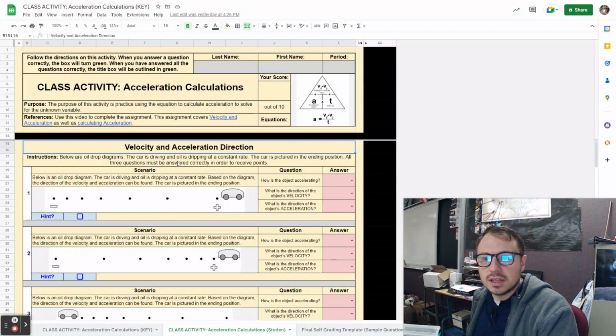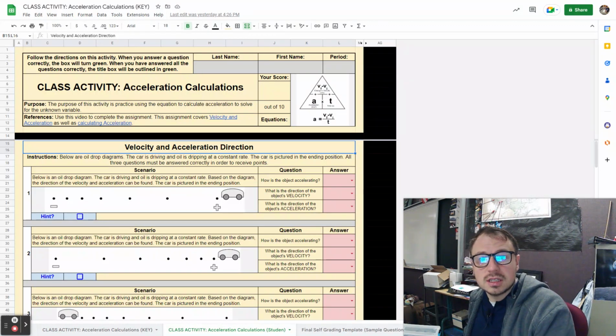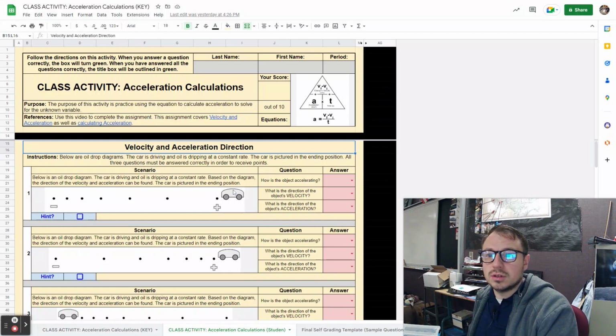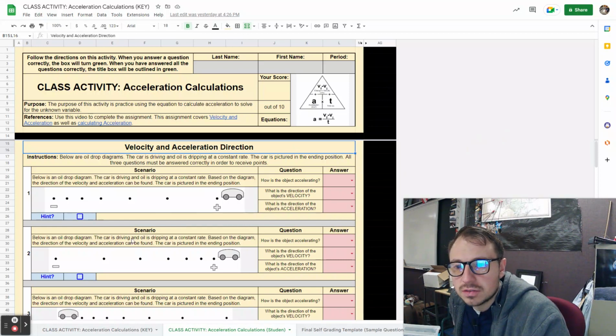So the car is driving and the oil is dripping at a constant rate. So the car pictured is in the ending position, right? So you imagine a car driving and it's dripping oil at a constant rate. So we're looking at those drops. Now, all of these questions must be answered in order to get it correct. So let's take a look at this first one, right?